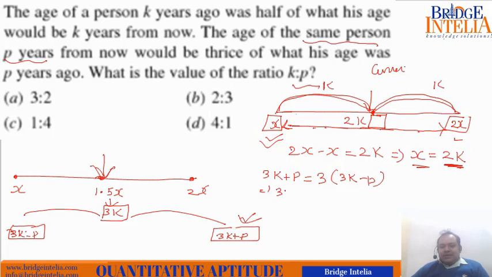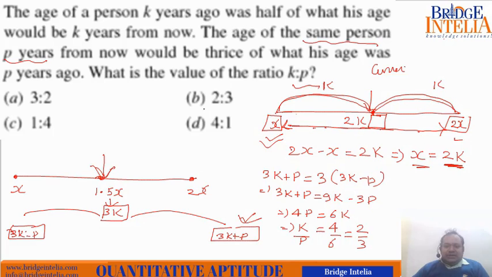So let's see. 3K plus P is equal to 9K minus 3P. If you change sides, 4P is equal to 6K. So K by P is equal to 4 by 6, which is 2 by 3. K is to P is 2 is to 3. So this was a pattern of questions. We will see the remaining patterns of questions in the next lecture.